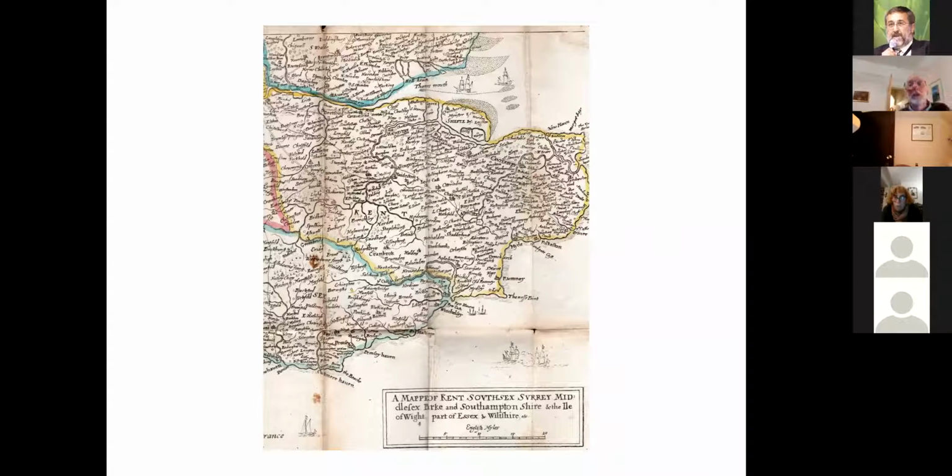Now, this is an example of that. This is not just one county. This is one of a series of 6 maps making up the whole of England and Wales. And this map is part of the map showing Kent, Sussex, Surrey, Southamptonshire, as it was called then, and parts of Wiltshire and parts of Essex. Quite a large area.